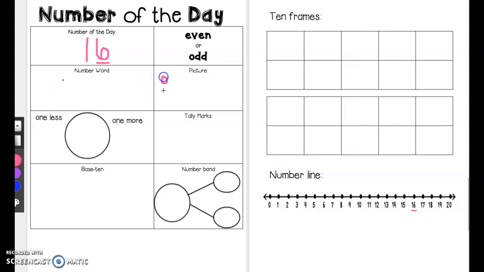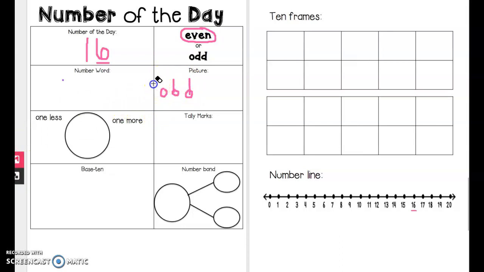We have 1, 2, 3, 4, 5, 6. They have a dance partner, they have a dance partner, they have a dance partner. No oddball. So is it even or odd? If you said even, you're right. It's even because they all have a dance partner. I can also count by twos. 2, 4, 6 to get there.